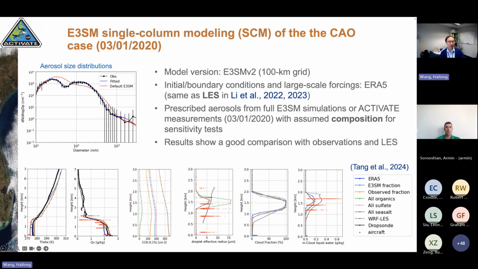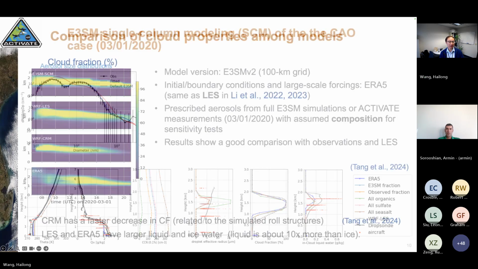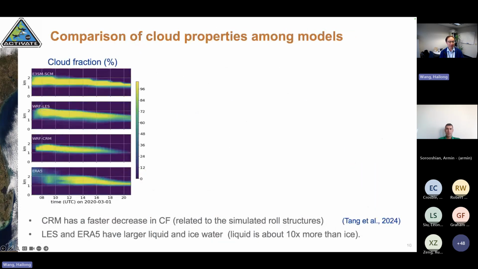In general, the results show pretty good comparison with observations and LES. Here I show some examples, and I will get back to this later to focus on the SEI quantified from the single column simulation. I just use a couple of slides to illustrate how we compare the different model configurations to observations and reanalysis.